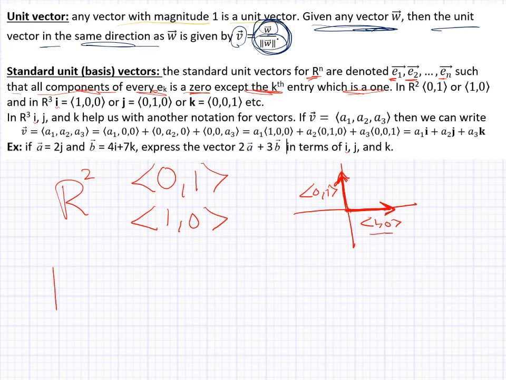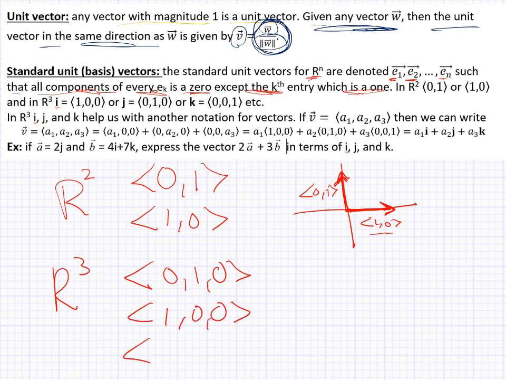R3 has three of them. So we have 0, 1, 0. We have 1, 0, 0. And we have 0, 0, 1. 0, 0, 1 only exists in R3 but does not exist in R2. Notice, these two, here and here, are very much the same vector. And this brings up a really important point, is that you can take a 2D vector and you can place it in 3D space. You cannot take a 3D vector and place that in 2D space.